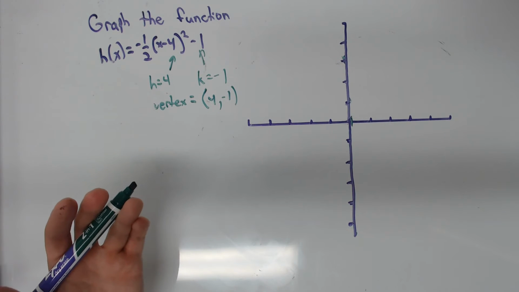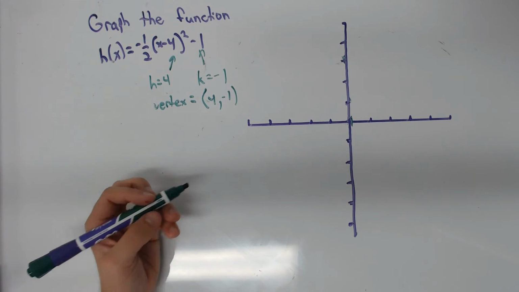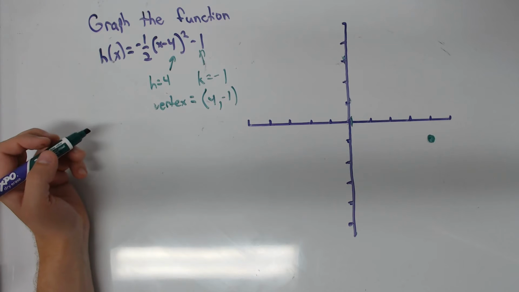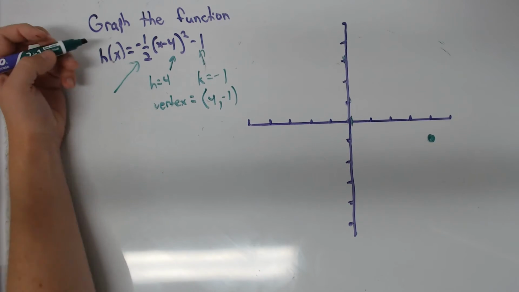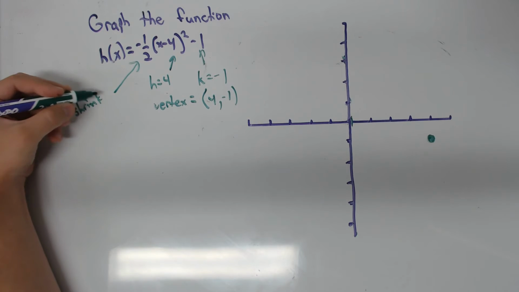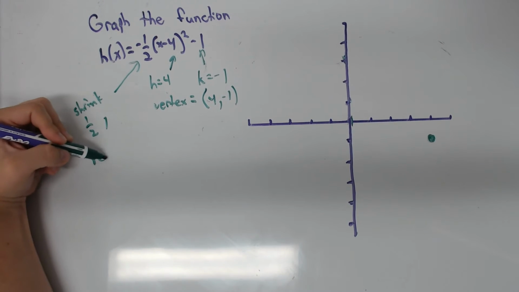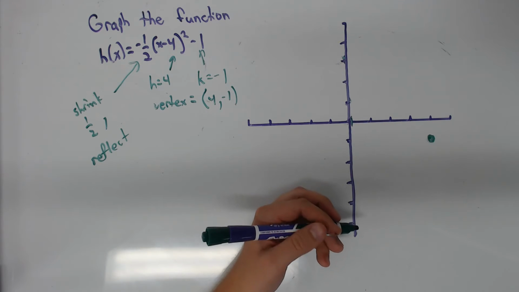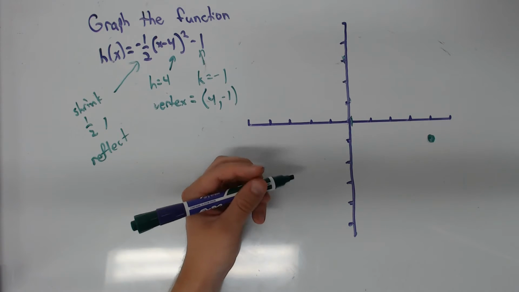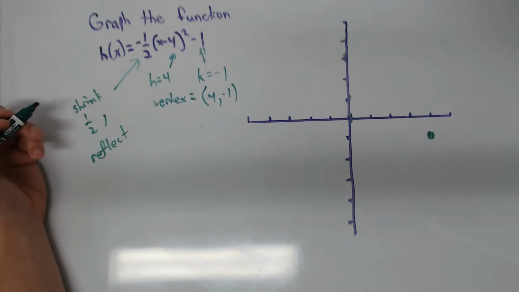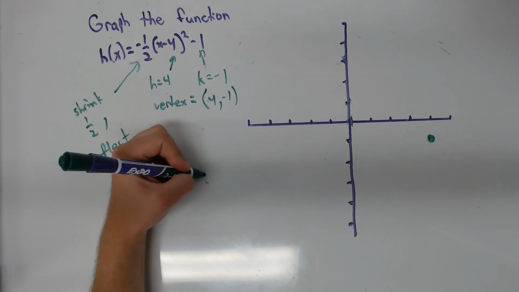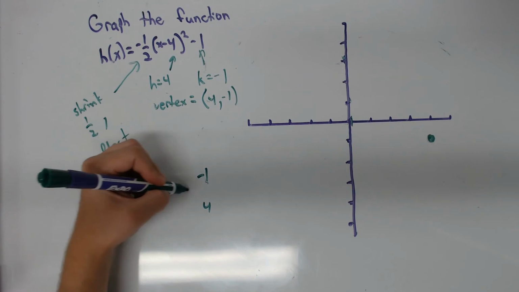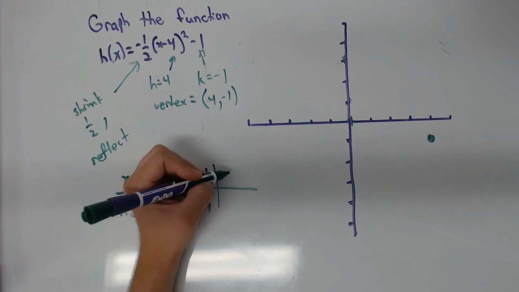Could still use a table of values. Vertex form is just faster this way. Much faster, actually. So there's my vertex. And then the A value is -1/2, which means it's going to shrink and reflect. So it's going to go downwards instead of upwards, and it's going to be flattened. So if my middle number is -1, 4, still might help to make a little XY table just to organize our work.